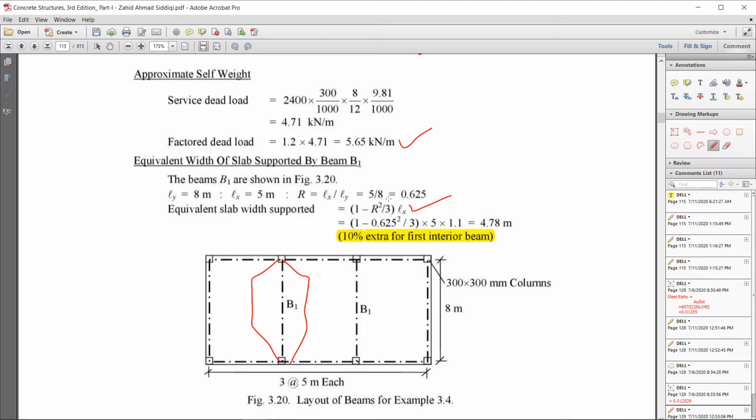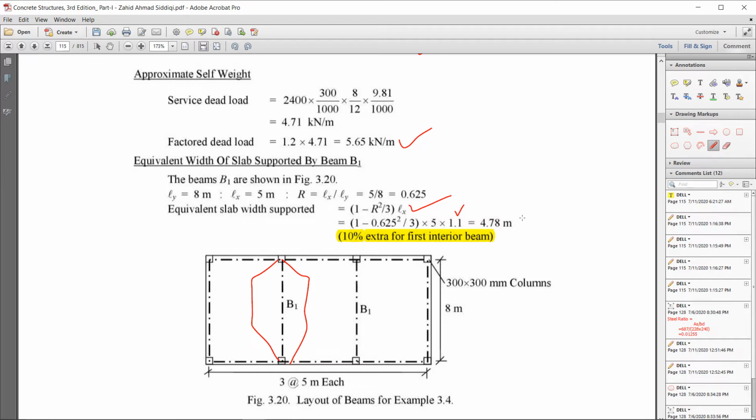That is the formula we have proved in the previous slides, or in the previous lectures. Here we have just multiplied with 1.1. Why? When we design the interior beam, we increase the equivalent width by 10%. So that's why multiply with 1.1. So the equivalent width is 4.78.